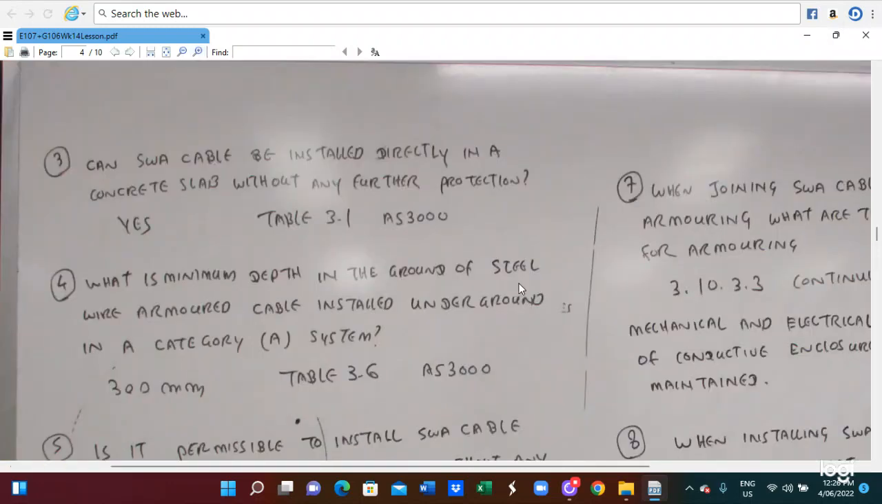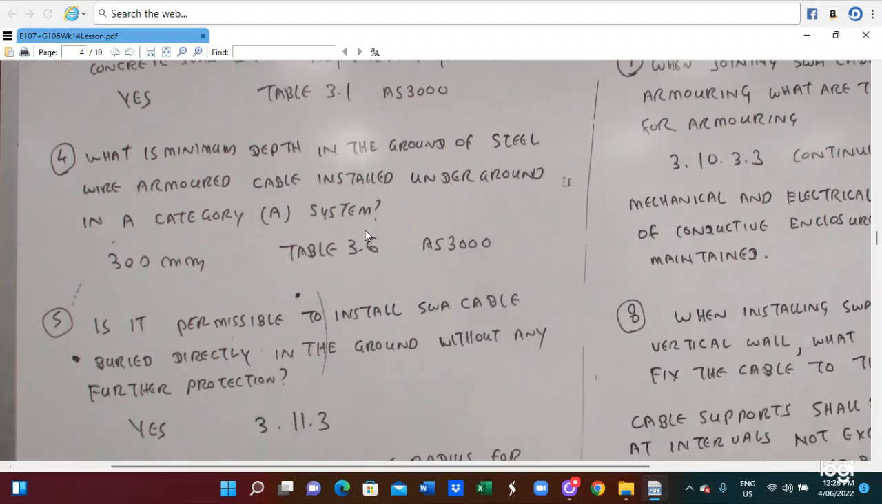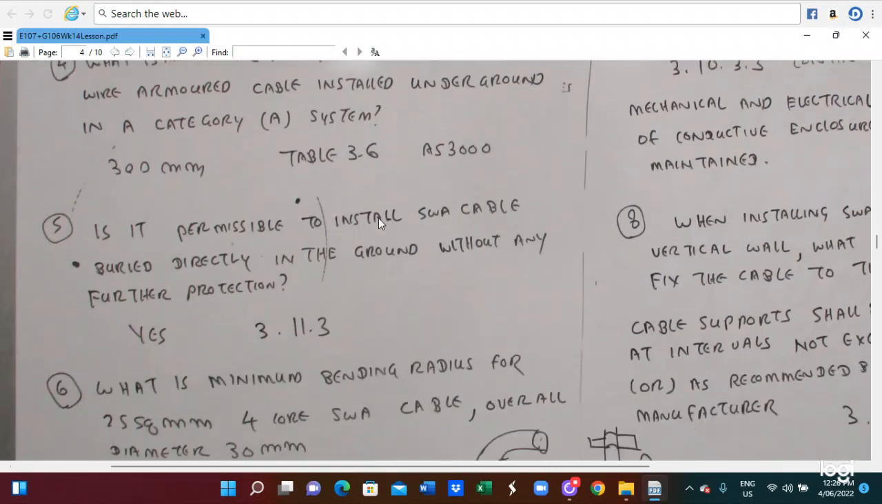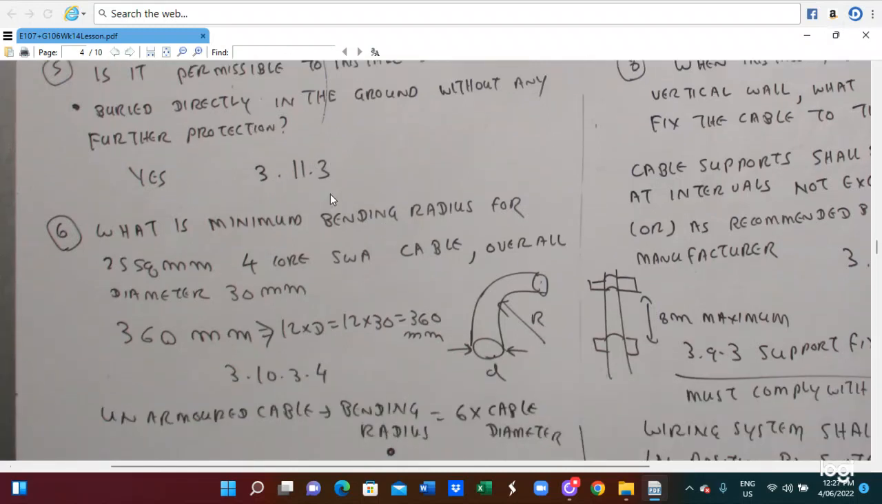Can the SWA cable be installed directly in the concrete slab without any further protection? Yes, because we follow table 3.1 of AS3000. And what is the minimum depth in the ground of the steel wire armor cable installed underground? In this case, 300 millimeter, table 3.6 of AS3000. It is permissible to install the SWA cable buried directly in the ground without any further protection. Yes, clause 3.11.3.